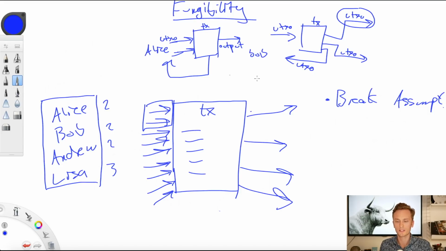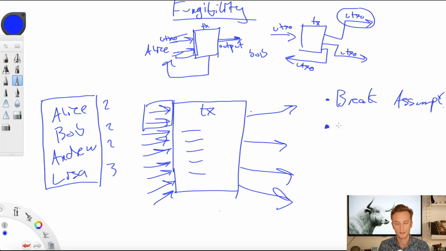So all of a sudden they can't assume anymore, like they could when we only had Alice sending 2 UTXOs and 1 output to me. They can't assume that anymore. So we break this assumption and therefore we increase privacy. And that is the most important thing. That is the way we bring back privacy and fungibility into Bitcoin.